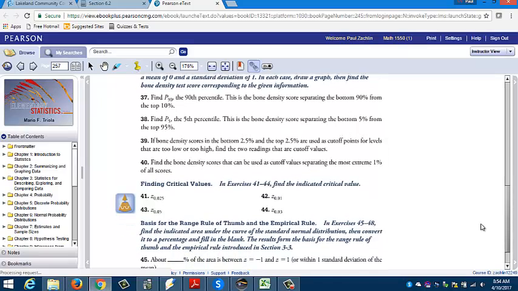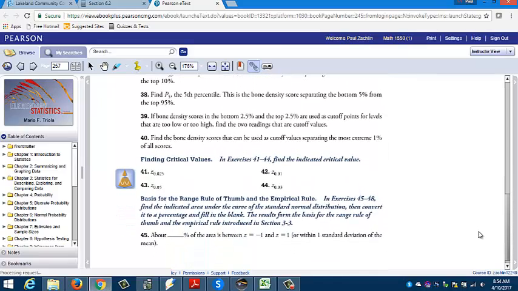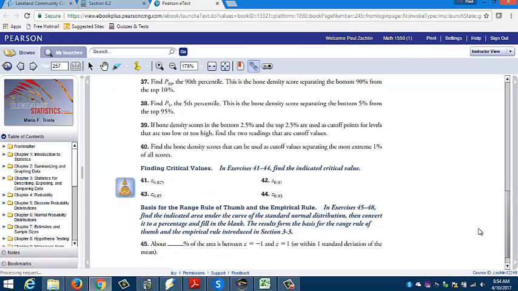Did I give you any from these finding critical values? Or no? Maybe not.